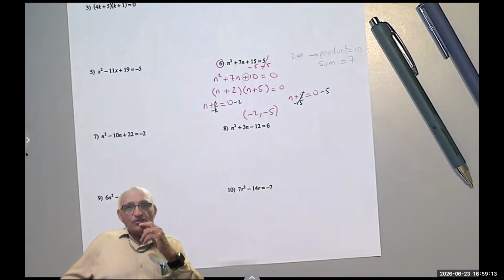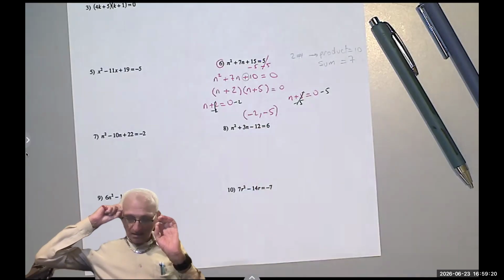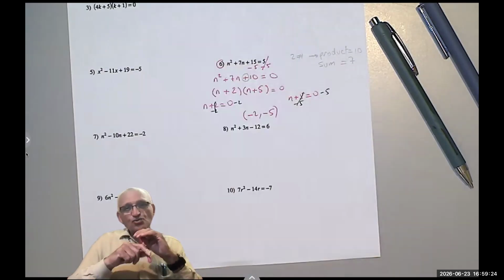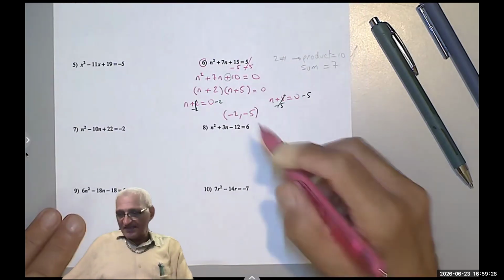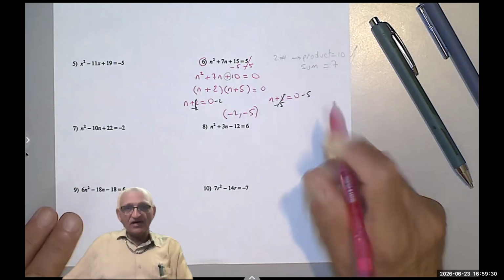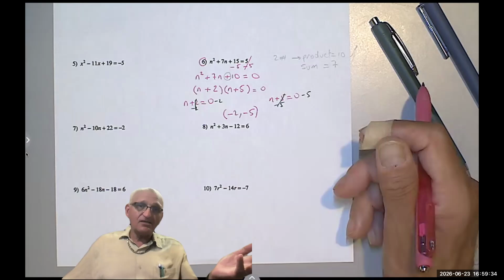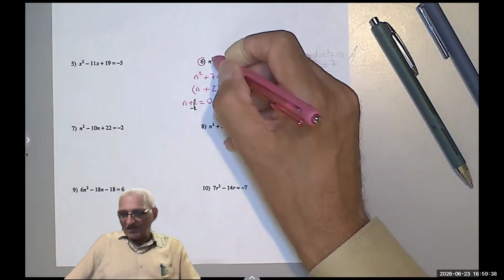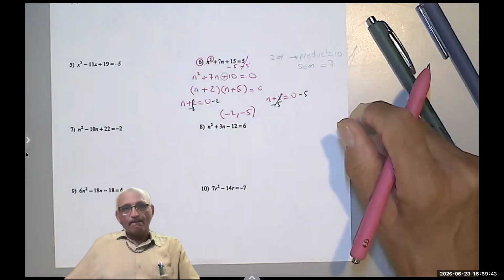These are the roots. Meaning, if I somehow learn how to draw a parabola, this parabola would cross the x-axis at negative 2 and negative 5. Notice the parabola cannot cross the x-axis more than twice, right? Because that's a quadratic equation, so it crosses only twice. Okay?